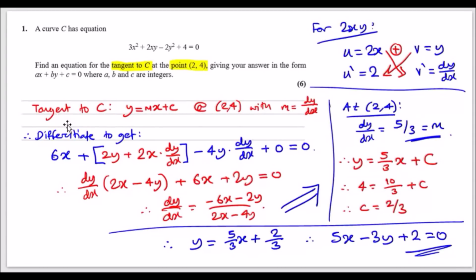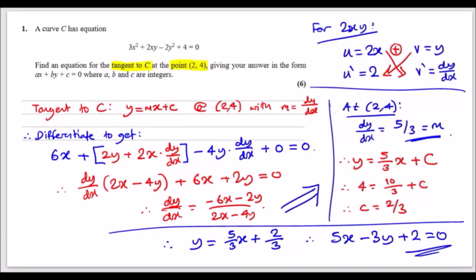Now going back to the original equation here, we said the tangent to C is y equals mx plus c. Now all you got to do is plug the 5 over 3 into the m slot. Now this is your equation thus far. And because we're working at the point (2, 4), let's plug in the values of x equals 2 and y equals 4. And when you do that, you should get 4 equals 5 over 3 times 2, which is 10 over 3, and then plus c. And doing this, you can now solve for c, which is 2/3.